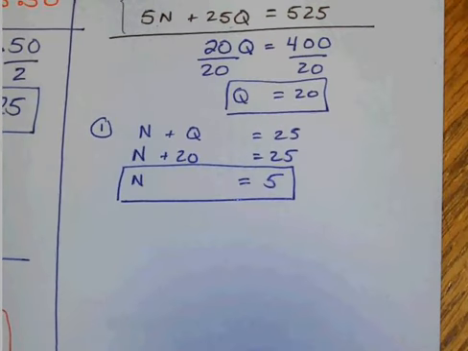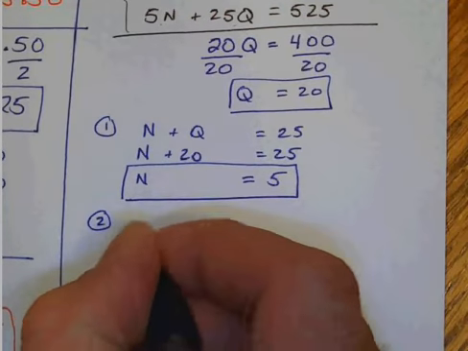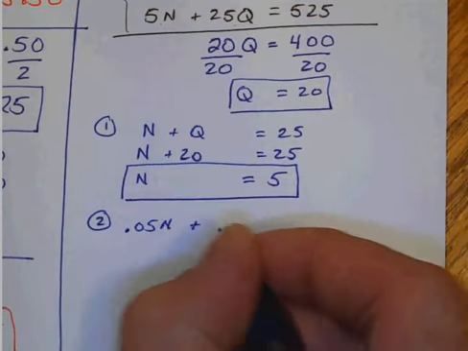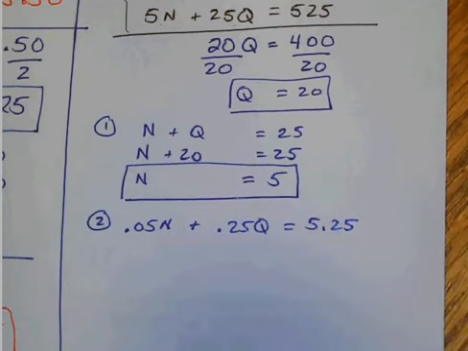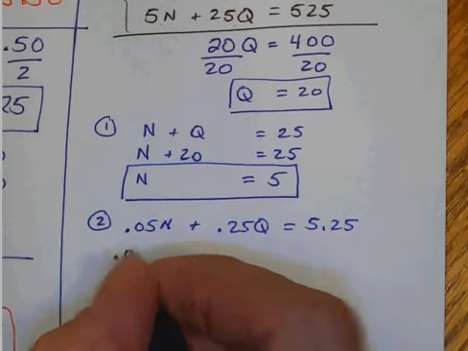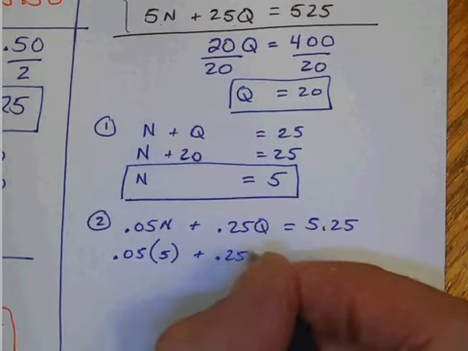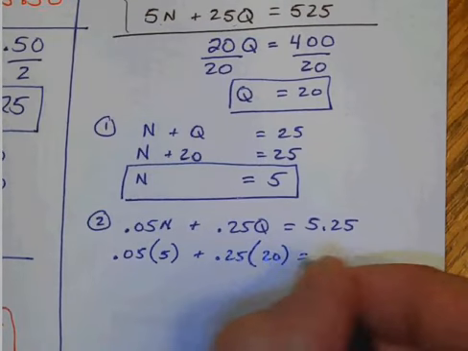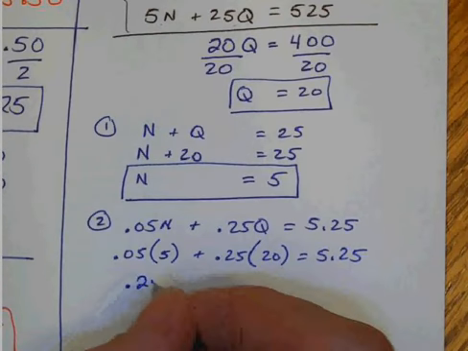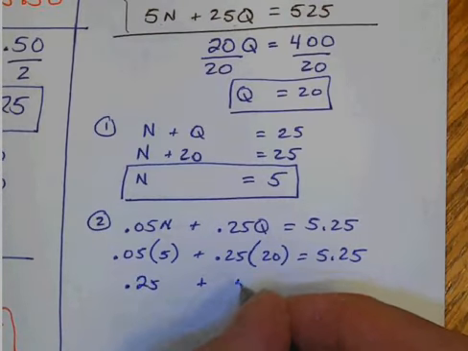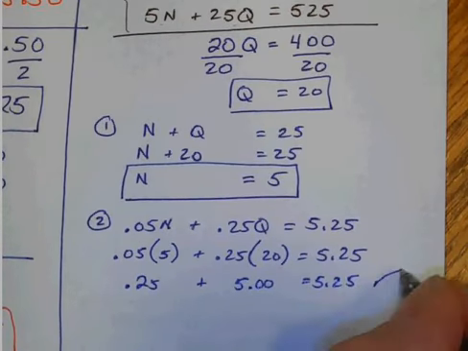To check this, we're going to put it back into our second equation, our money equation. 0.05N plus 0.25Q equals $5.25. 5 cents times 5 nickels plus 25 cents times 20 quarters equals $5.25. Well, that's 25 cents plus $5 equals $5.25. So it does check.